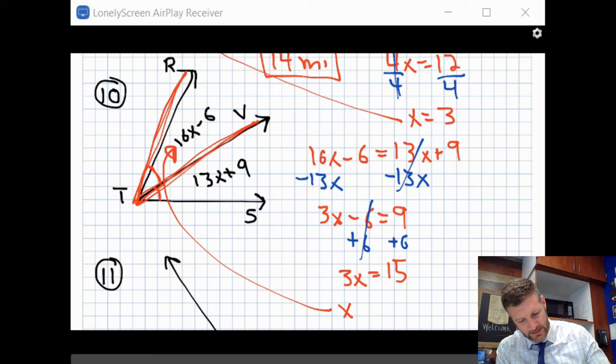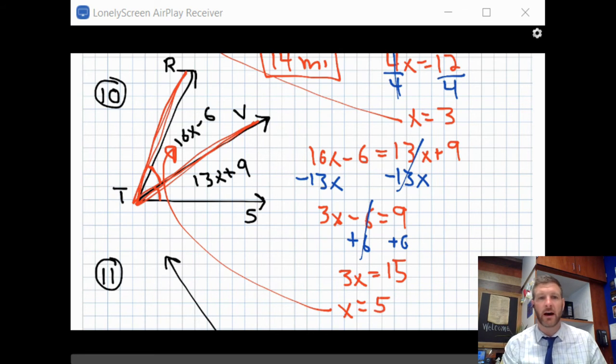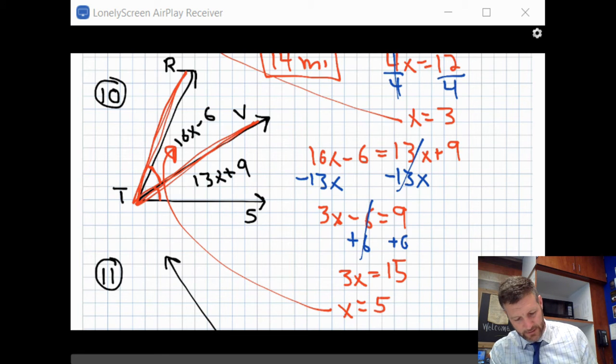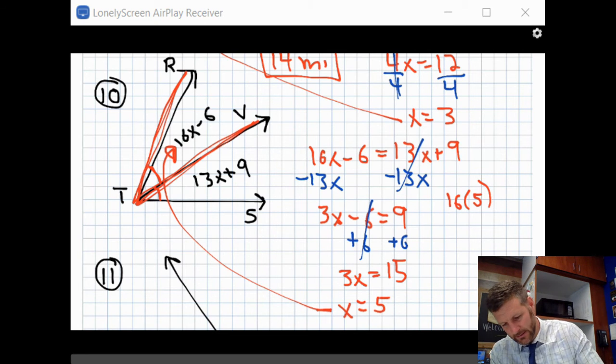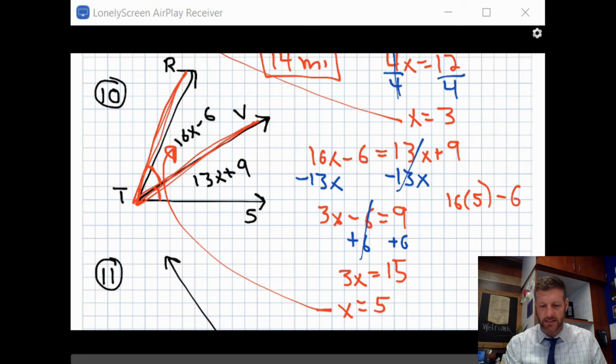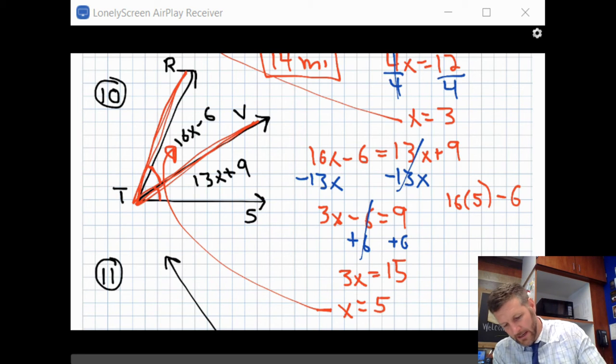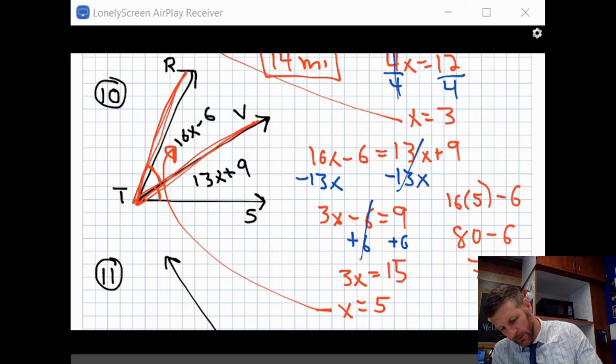And so that means our x is actually going to be 5. X is equal to 5. So a perfect example of a mistake. I checked my answer, so I was wrong, was able to look at my work and see where I went wrong, and now I can plug it back in. So let's plug in 5 this time. So 16 times 5 minus 6. Okay, 16 times 5, that is going to be 80. 80 minus 6 is 74 degrees.